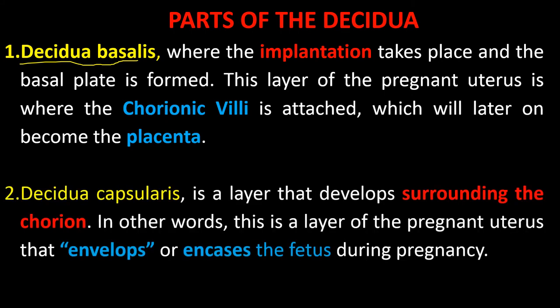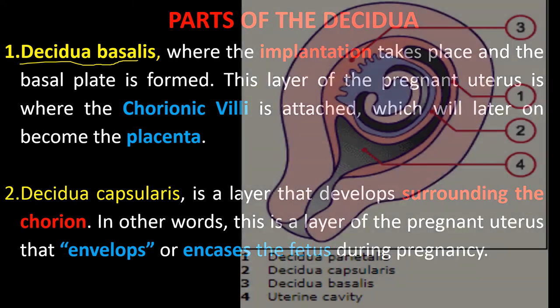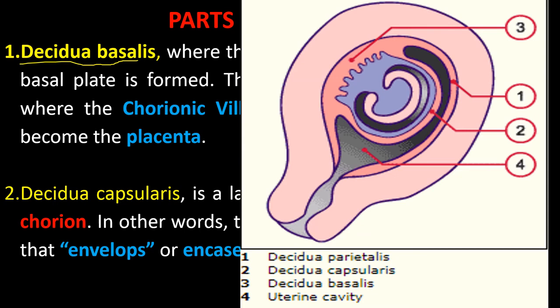We also have what we call decidua capsularis, which is a layer that develops surrounding the chorion. In other words, this is a layer of the pregnant uterus that envelops or encases the fetus during pregnancy. So we have the picture of the decidua basalis and decidua capsularis. Number 2 here is the decidua capsularis. So this envelops the growing fetus.